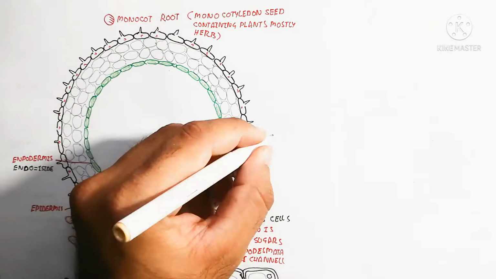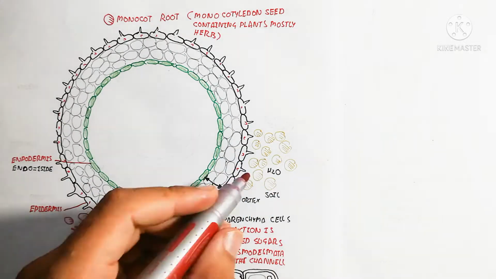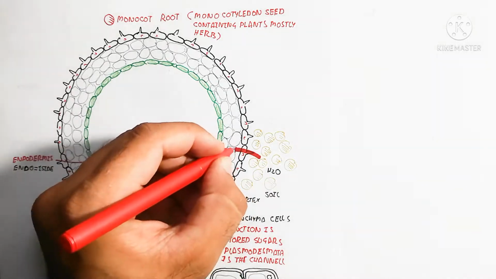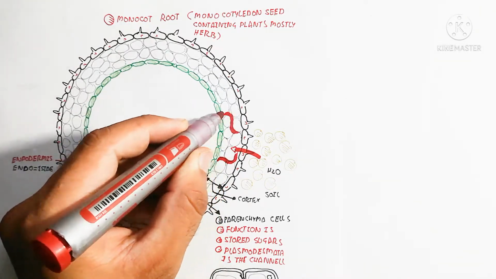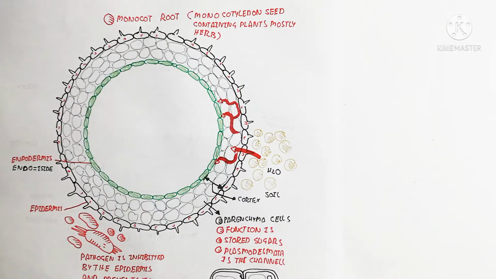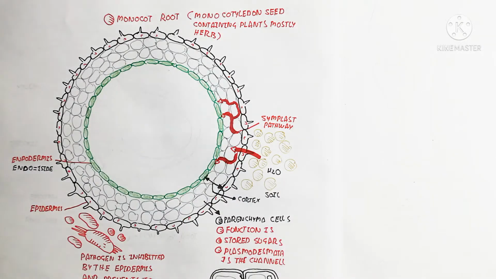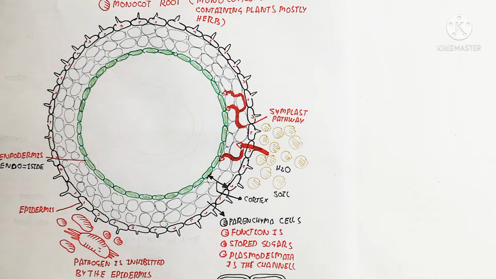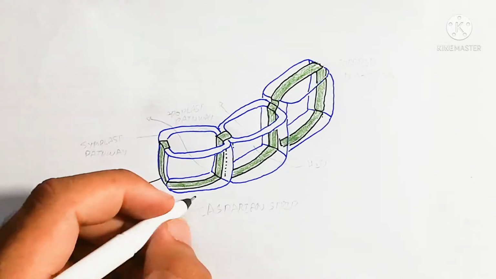Here is a soil particle, which is coated with a film of water, and that water is absorbed from the epidermis to the cortex. When it goes into the epidermis, that is active transport. Why? Because minerals are also absorbed. So in active transport, there is a higher concentration of minerals and water inside, while outside it is lower. So energy is used against the osmotic gradient or concentration gradient.